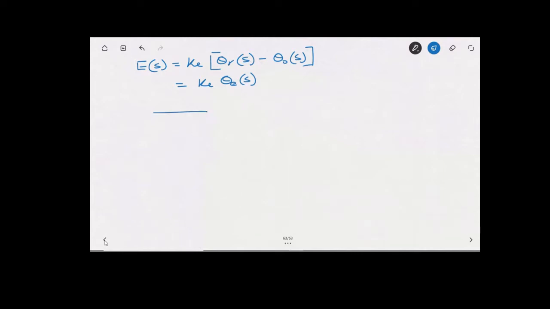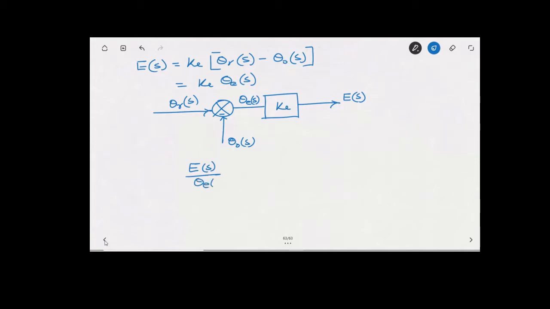And the block diagram is like this. This is theta r(s), and this is coming from the output theta naught(s). Both are getting subtracted here to get theta E(s), and we get E(s), the error signal. So this is the transfer function: E(s) over theta E(s) is equal to Ke.